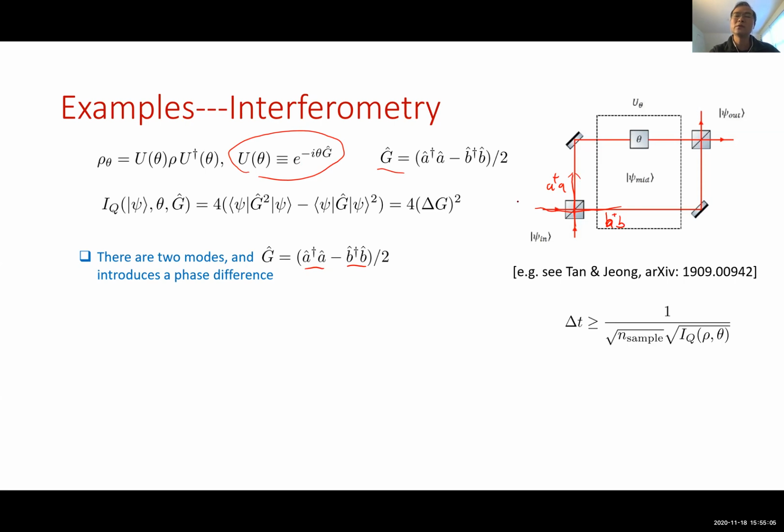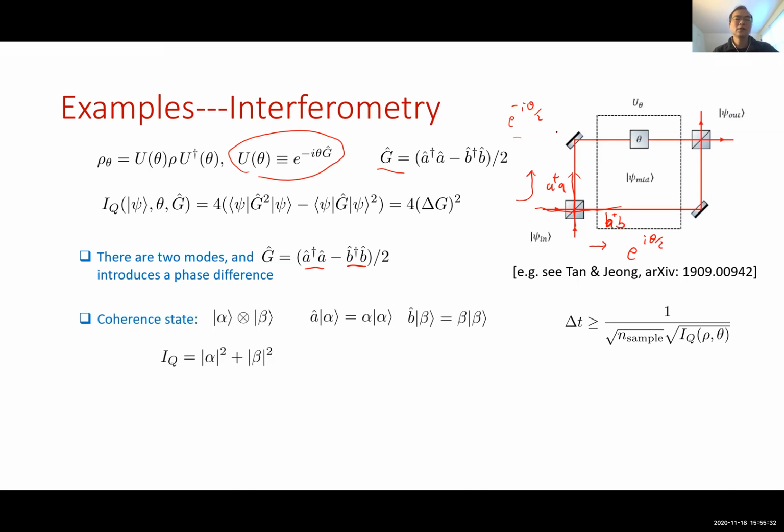So if you have a photon going in this direction, it would give rise to e to the i minus theta over 2. If it goes to that, it would give rise to e to the i theta over 2. So it's more a symmetric version of the Mach-Zehnder interferometer. Okay, but the relative phase is e to the i theta.